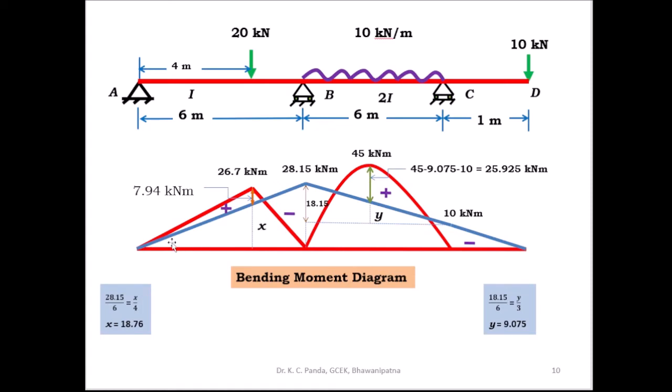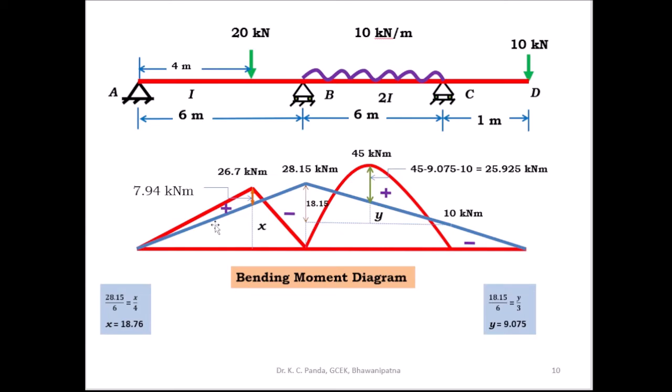Then you can draw the final bending moment diagram. So here you got 28.15 kilonewton meter at the intermediate support B, and at the support A the moment is 0, and at the support C the moment is 10. This is the bending moment diagram due to the support moments, and this is the bending moment diagram due to the load which is acting on the continuous beam.